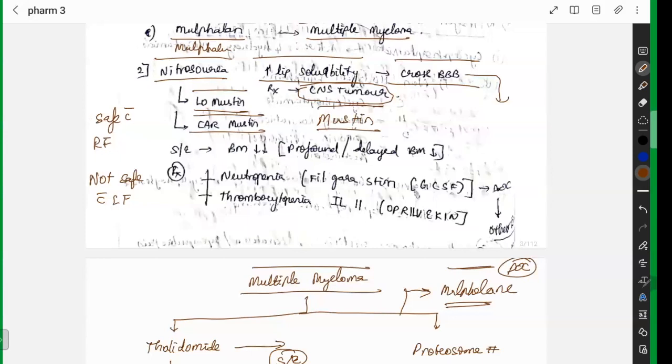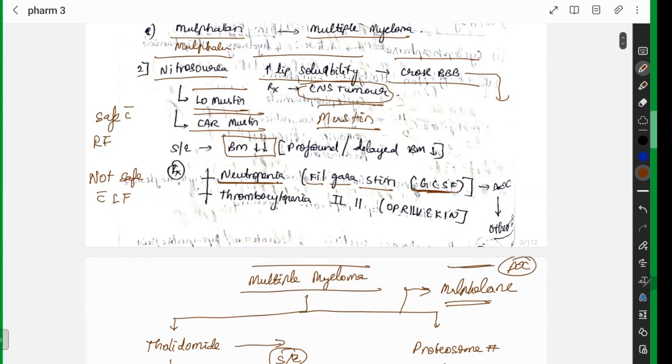What are the side effects? It causes bone marrow suppression, a profound or delayed bone marrow suppression, which you need to remember. How do you treat the bone marrow suppression, in case of neutropenia? You go for filgrastim. Stim stands for stimulator, stimulating G-CSF.